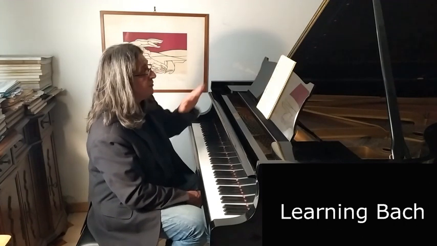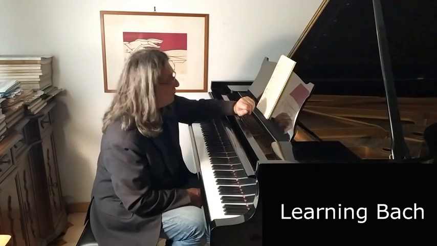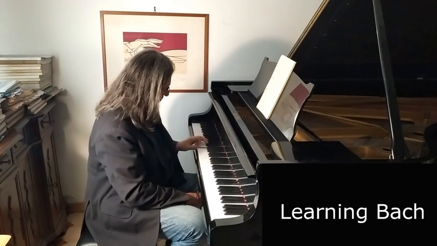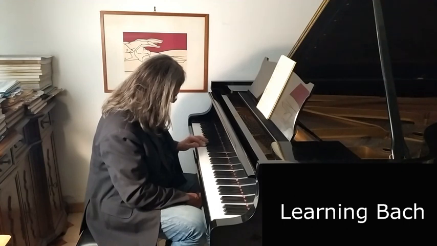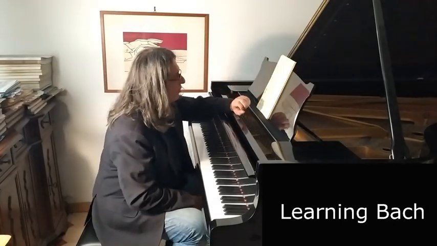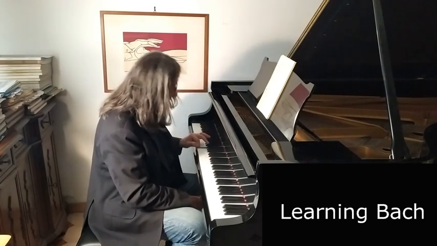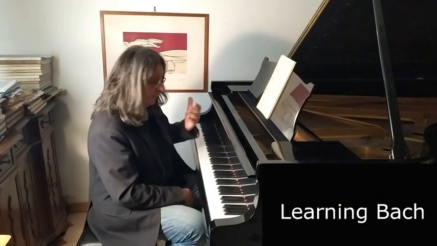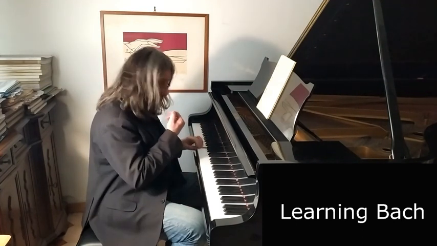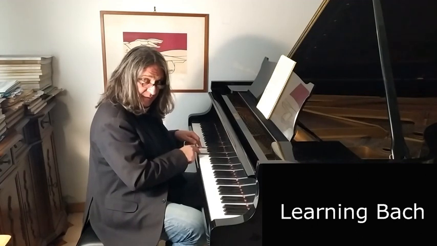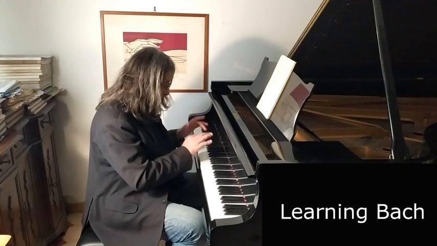I have transcribed on a piece of music paper the bass line of the first four bars with the numbers that Bach gave us. And let me play it for you again. We see that on top of the first note, which is an F, Bach wrote a 5. Now, this number 5 indicates the fifth note above the F. So if we count them, F is 1, G would be 2, A would be 3, B would be 4, and finally C would be 5. Therefore, we need to play a fifth at the beginning.